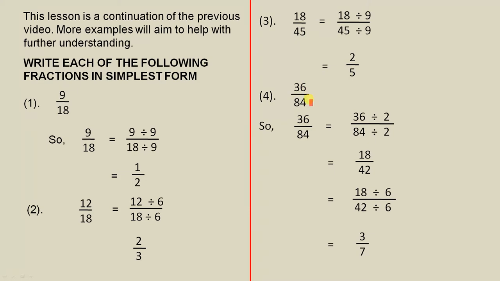Example 4. 36 over 84. Both 36 and 84 are divisible by 2 because they're both even numbers. 36 divided by 2 is 18. 84 divided by 2 is 42. So we have 18 over 42. They are both divisible by 6. 18 divided by 6 is 3. 42 divided by 6 is 7. So the answer is 3 over 7.